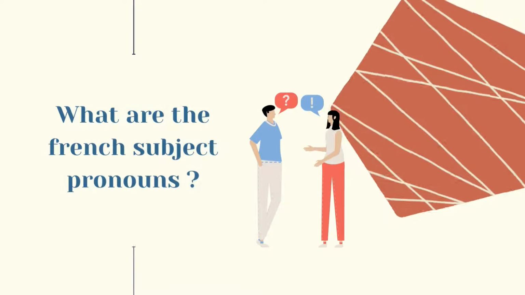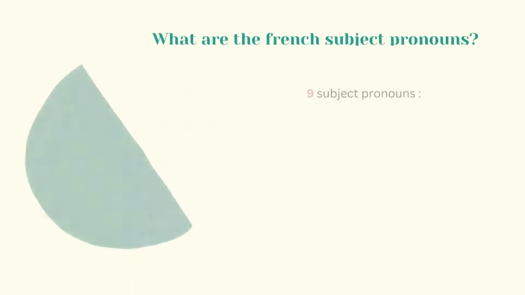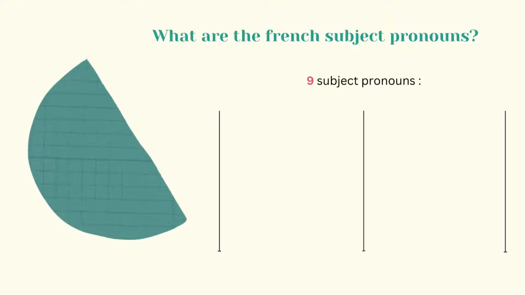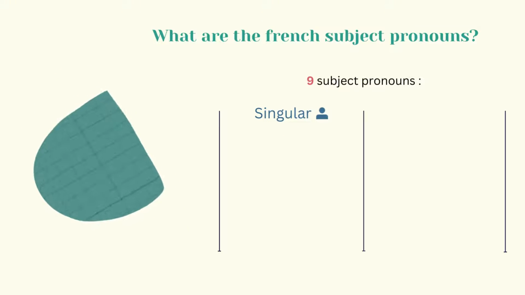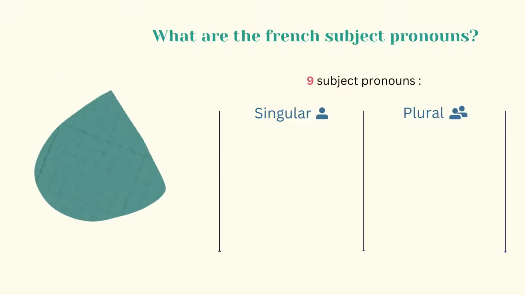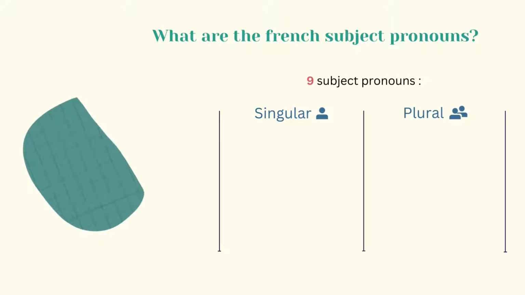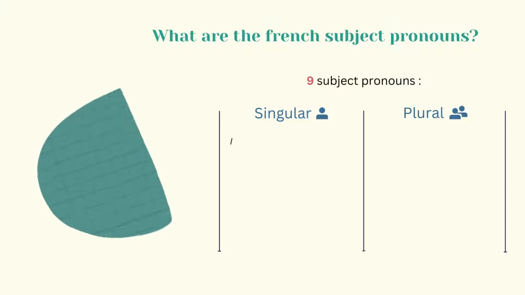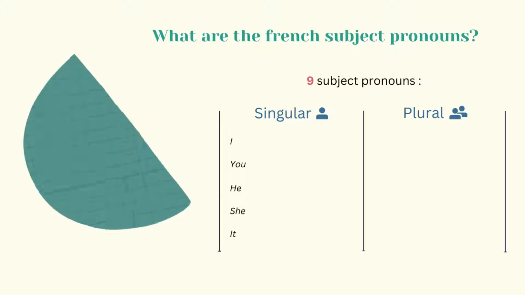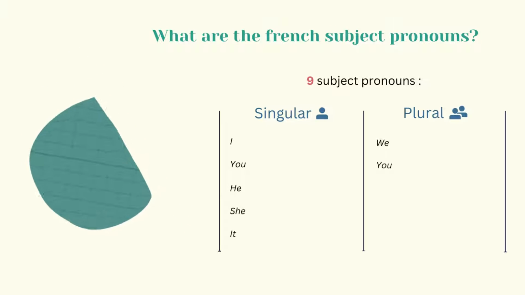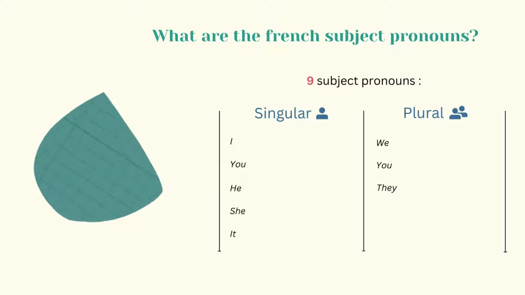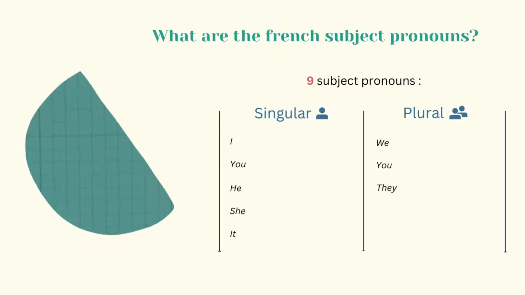What are the French subject pronouns? The French language has 9 subject pronouns, which we can divide in 2 groups: singular, one subject, and plural, more than one subject. Let's start by listing the English subject pronouns and then see their French equivalent. I, you, singular, he, she, it, we, you, plural, and they. Those are the subject pronouns in English. Let's now look at the subject pronouns in French.